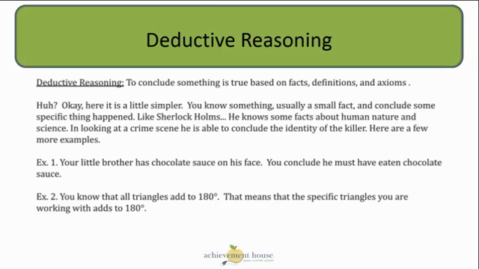Another example, your little brother has chocolate sauce on his face. You conclude he must have eaten chocolate sauce. Now that's a little vague, but it's an example. You see a fact and then you make a conclusion. So deductive reasoning, you see a fact or multiple facts and you make a conclusion. Example number 2, you know that all triangles add to 180 degrees. That means that the specific triangles you are working with add to 180 degrees. So you know a fact, you make a conclusion.